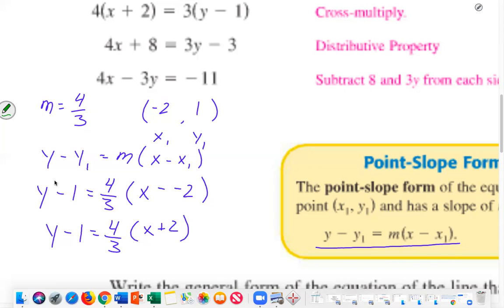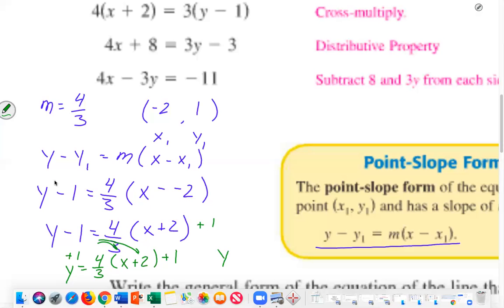You can do it 2 ways. You can plot your point and then count up and to the right for your slope. You can always do that. That's what they did over here in the graph. They plotted the point, counted up 4 units and to the right 3 units, connected their dots. Or if you need to do even more with it, like make a table, well, we could add 1 to both sides. And that gives me y equals 4/3 times the quantity x plus 2, plus 1. Looks weird. You can distribute that and simplify. Are you with me on that?